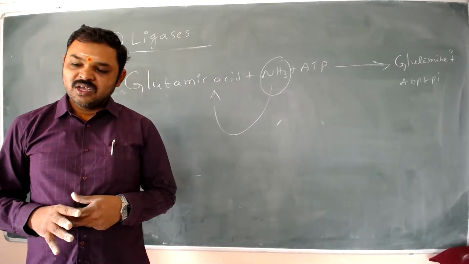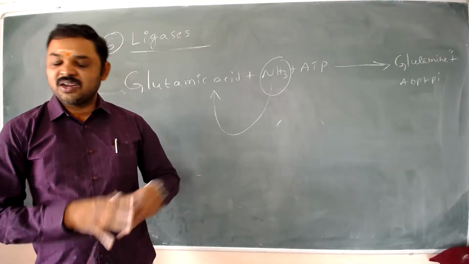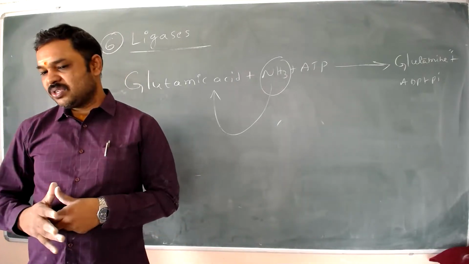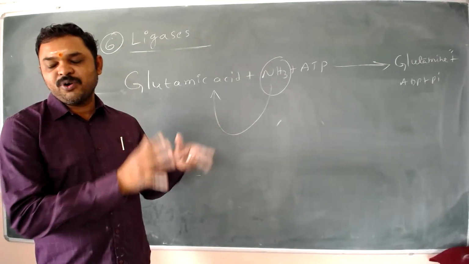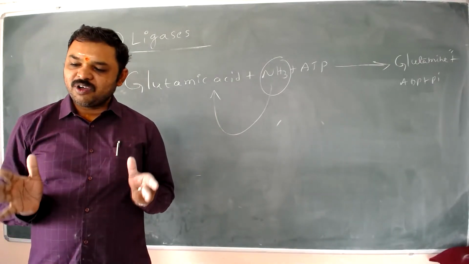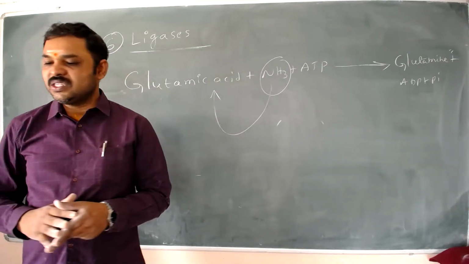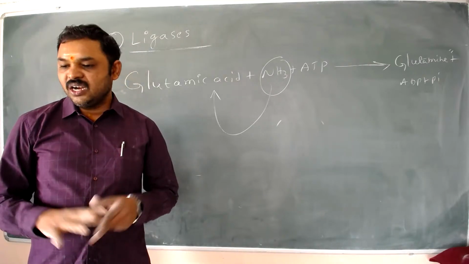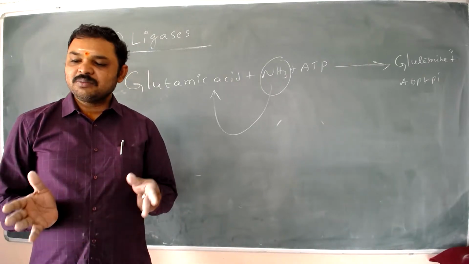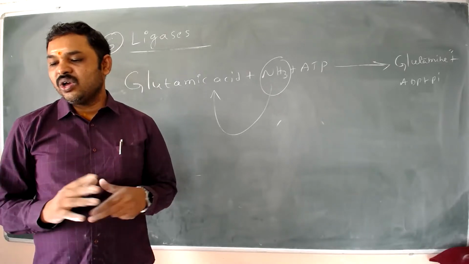According to composition, two different types of enzymes are there: simple enzymes and holo enzymes. What is meant by a simple enzyme? The enzymes which are made up of protein only are called simple enzymes. What is meant by holo enzymes? The enzymes which have a protein part and a non-protein part are called holo enzymes.